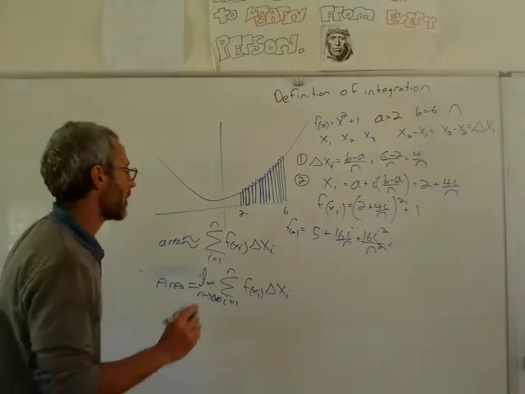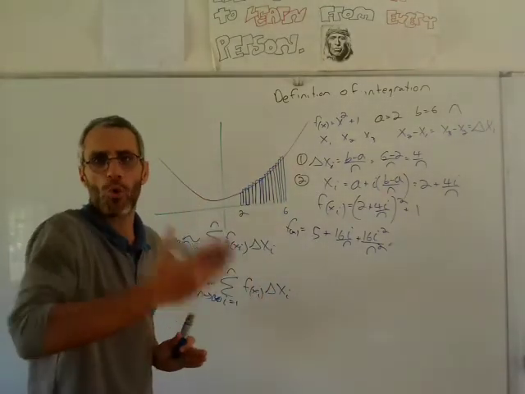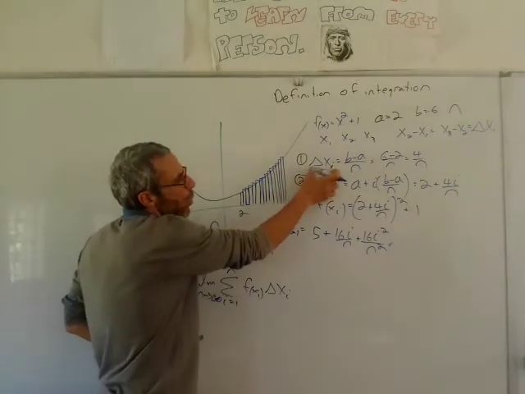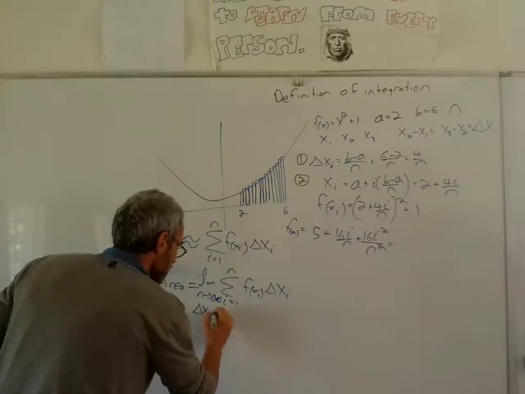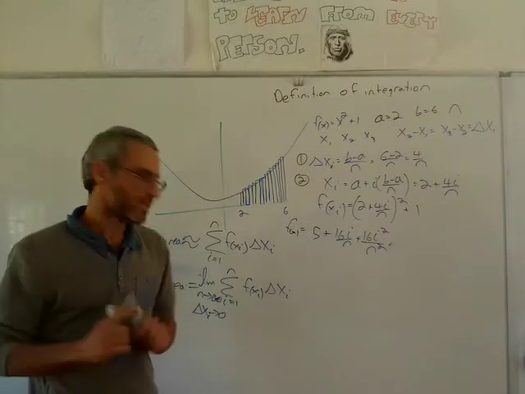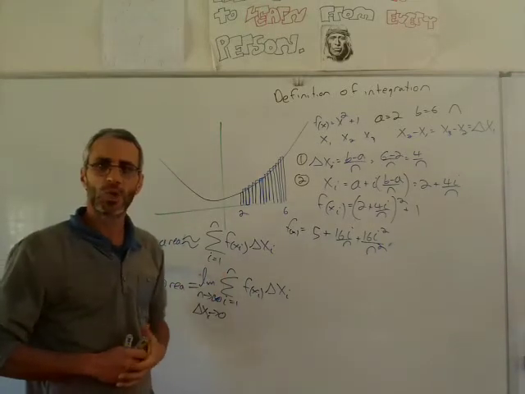But the other thing that happens is that as I'm making more and more blocks, I'm squeezing these blocks together. In other words, the width of the blocks, delta xi, approaches zero. So I've got two limits here: n must go to infinity, and delta xi goes to zero.